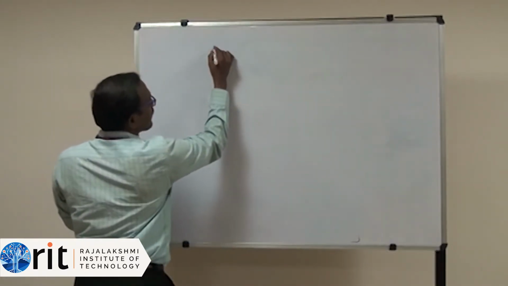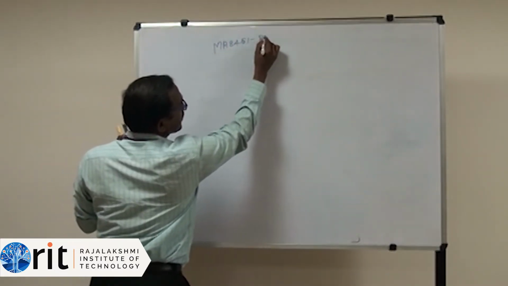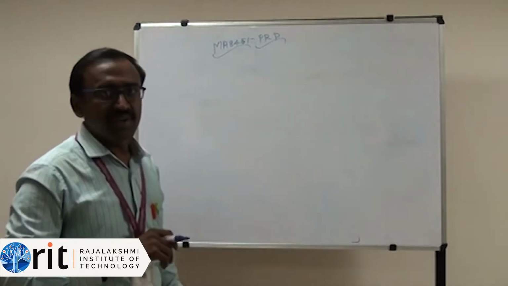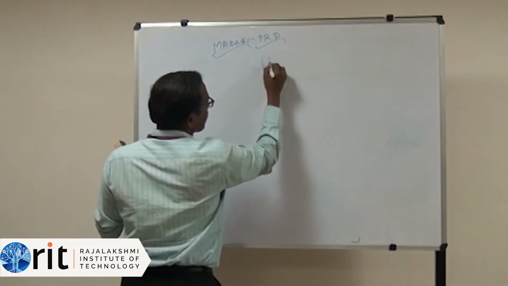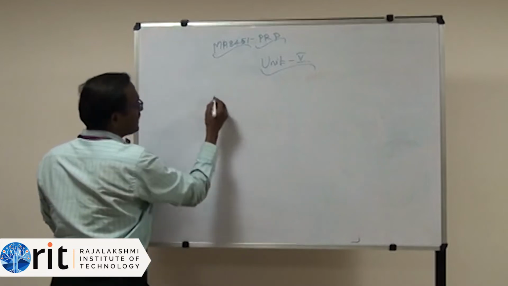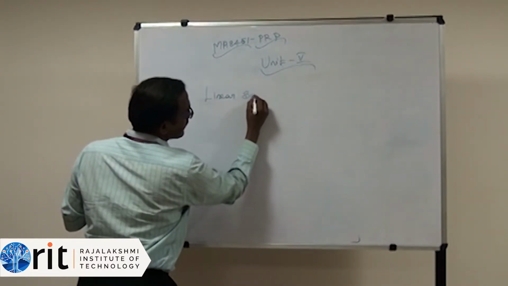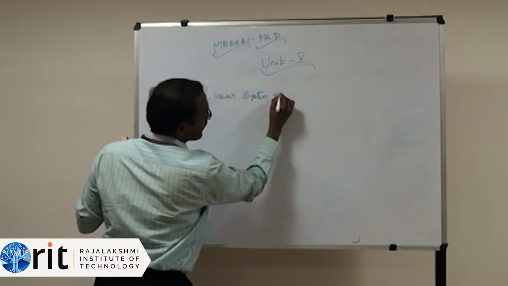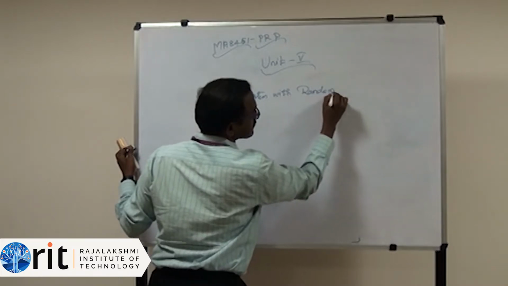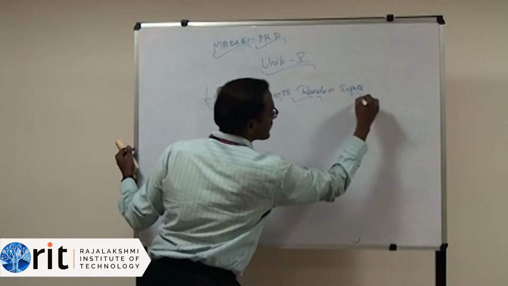Our subject code is MA8451, PRP, Probability and Random Process. Here we are going to see Unit 5. Today we are going to this lecture for Unit 5, linear system with random inputs. Linear system with random inputs, that is the topic.